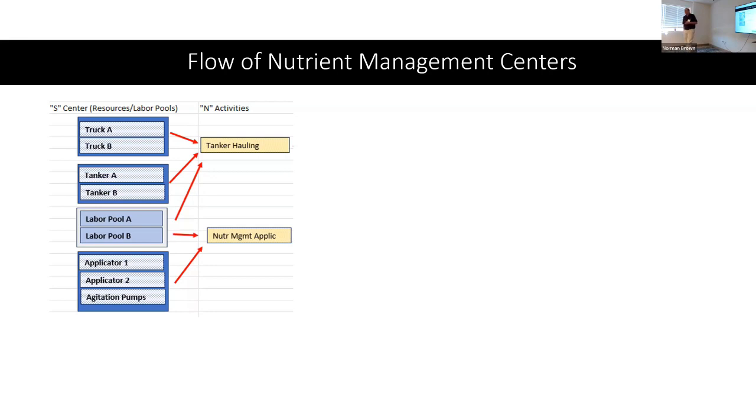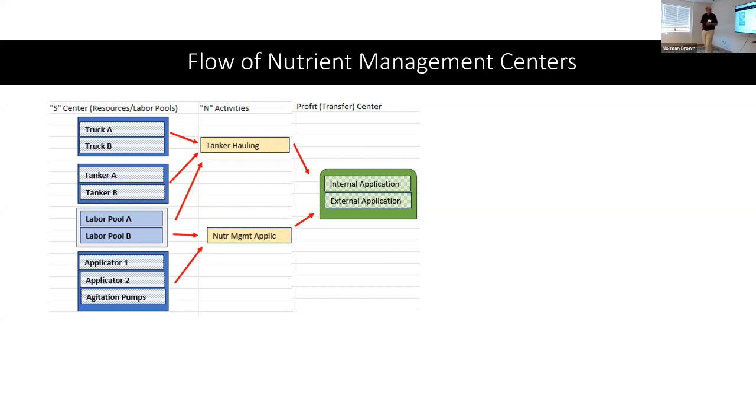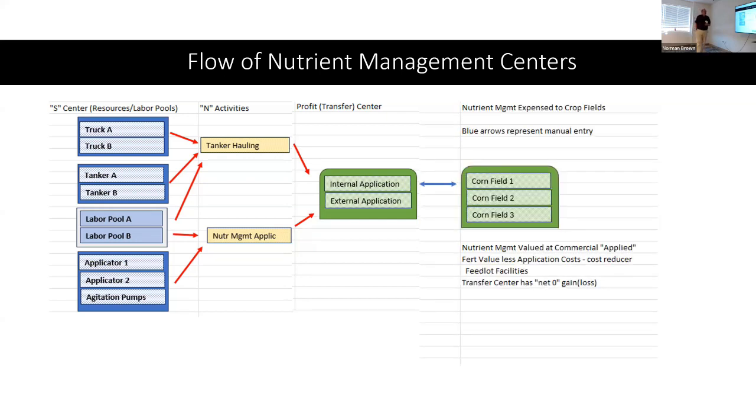I think we got through that discussion, and the next one we tackled was nutrient management. Again, in my first stab at it, we had the different trucks and this tanker and different activities. Before, we had a tanker hauling activity, so I wanted to maintain the use of that, and then we added a nutrient management activity. From those two, I would either go into an internal application, and he also does a little bit of custom nutrient management service on the side, so I have two different profit centers over here. From the field level side, we're going to value those nutrients at a commercially applied value.